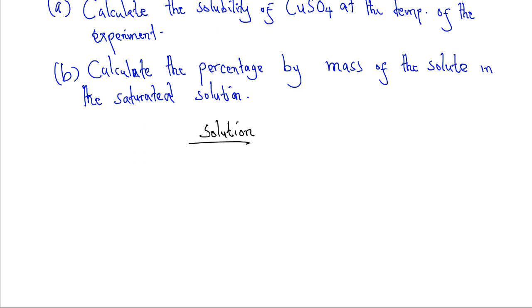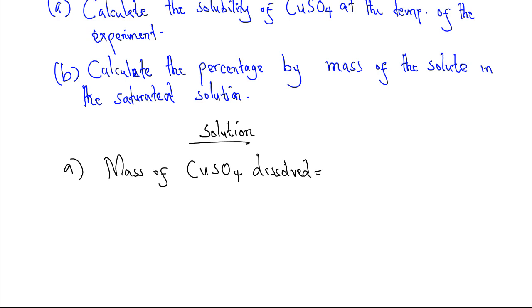Solution A. Mass of copper 2 sulfate dissolved is equal to 22 minus 6, that gives 16 grams.